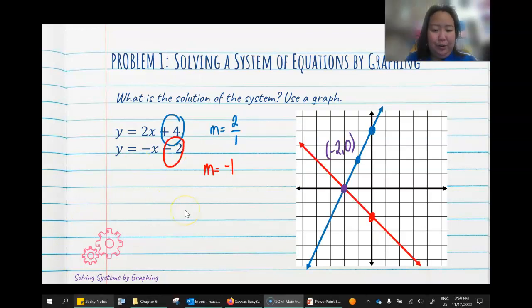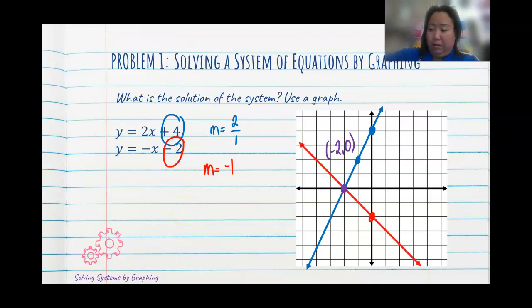All right. So if you graph your lines, again, I use two different colors here. You will have this line, the blue line is the 2x plus 4. This red line is our negative x minus 2. So that's that. And so you will see that they intersected at (negative 2, 0).